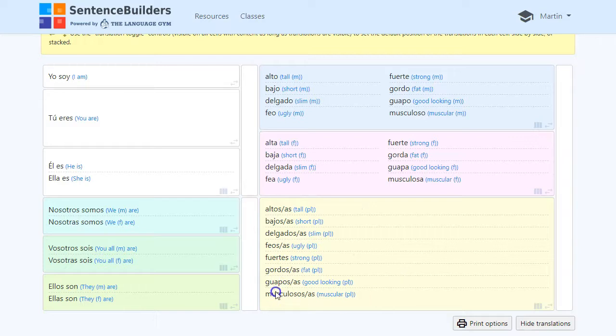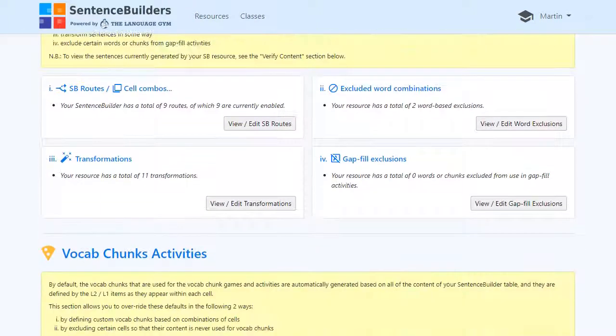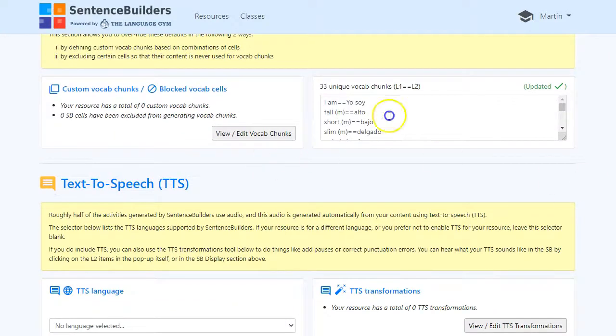And when we see gordos / gordas, the translation should be fat, plural. So it should be clear to us which versions of the adjectives we're dealing with. And if we scroll down and look at our vocab chunks, as I said, we haven't defined anything. We're only using the default definitions.